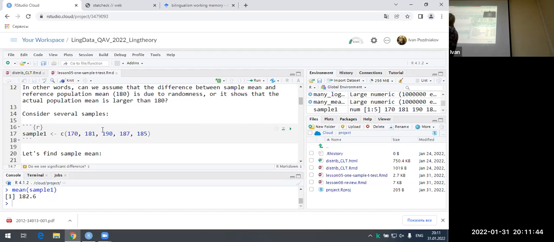Actually, this sample mean is higher than the population mean. So it seems like a pretty good idea, right? But we have another, opposite idea: that this sample mean is higher than our population mean just because of random noise, some random things that happen because it's a random variable, right?